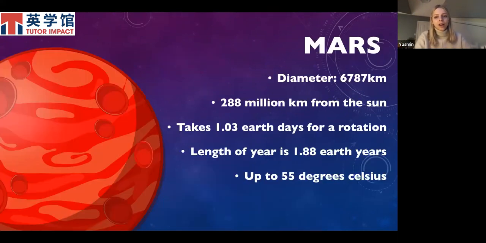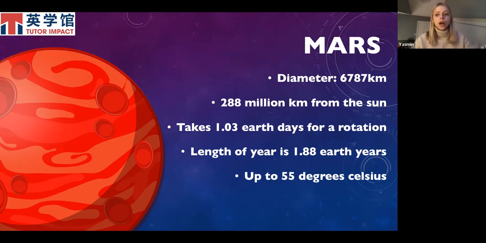And unlike Earth, it can get a bit hotter. So it goes up to around 55 degrees Celsius. So if you think about the Earth, our temperatures at their highest points usually reach in the 40s, potentially in the hottest countries, whereas Mars can go up to 55 degrees Celsius, which is obviously very hot.